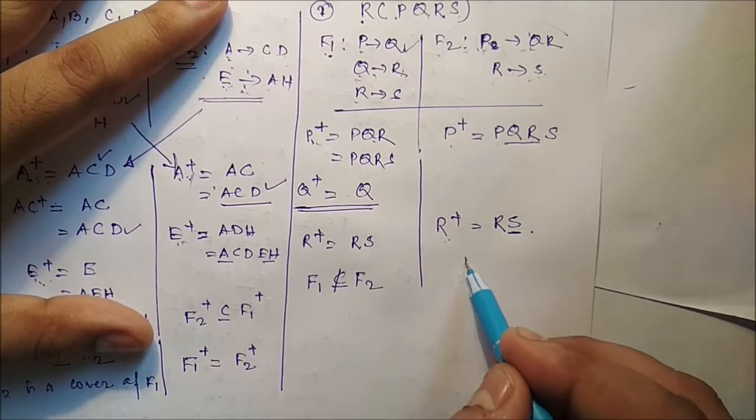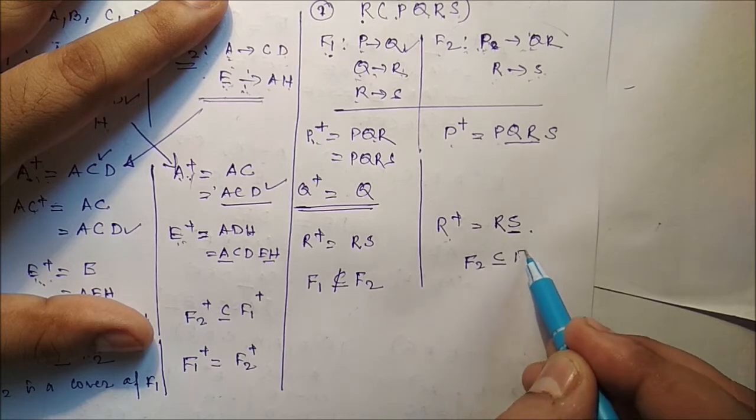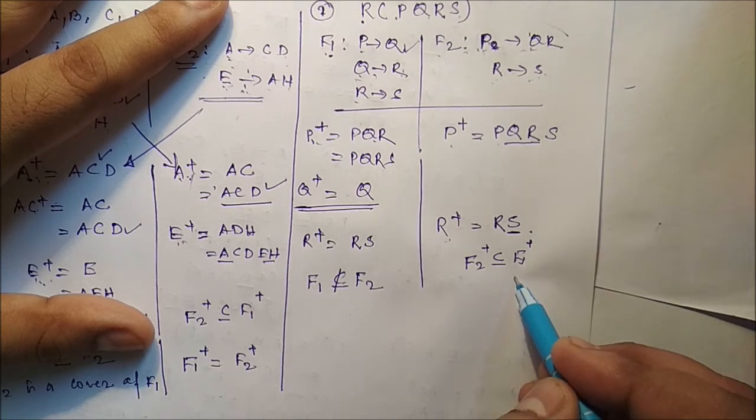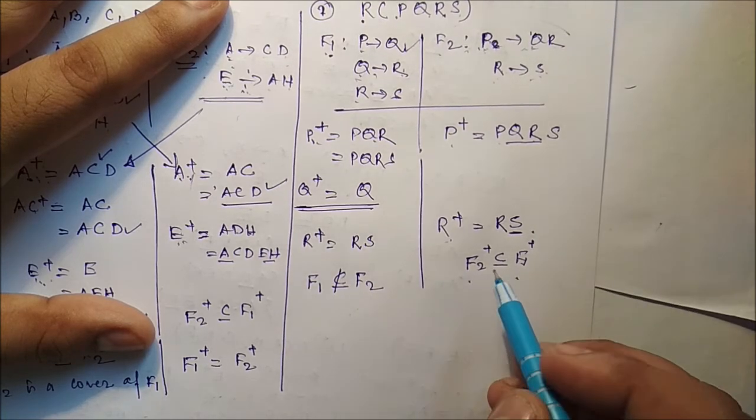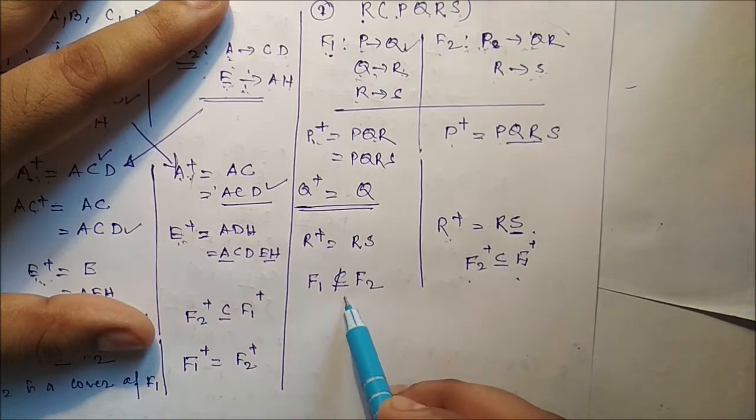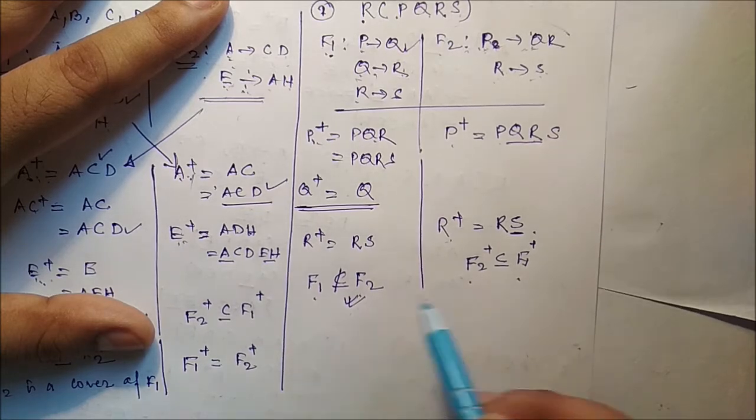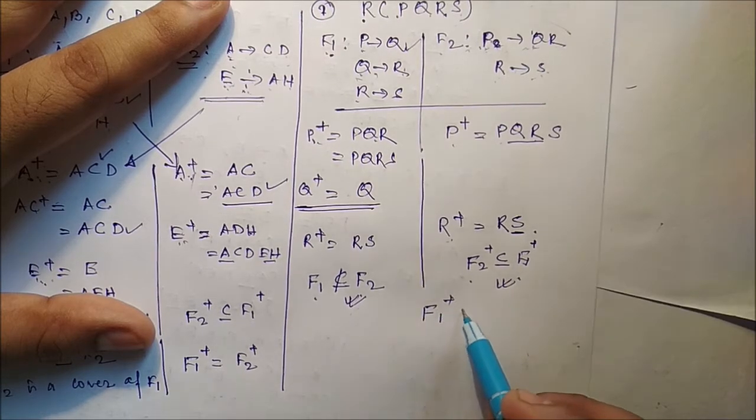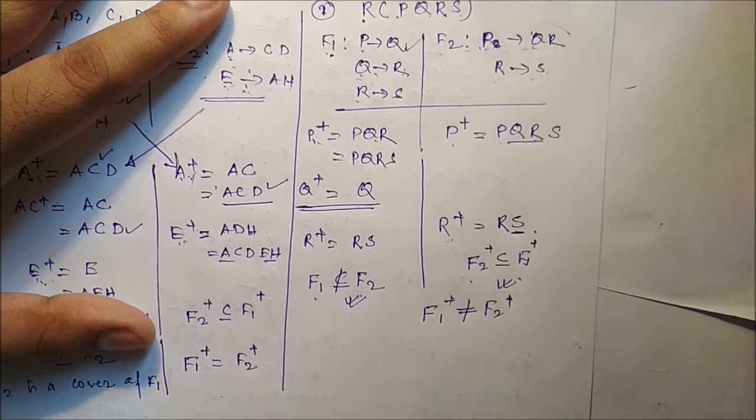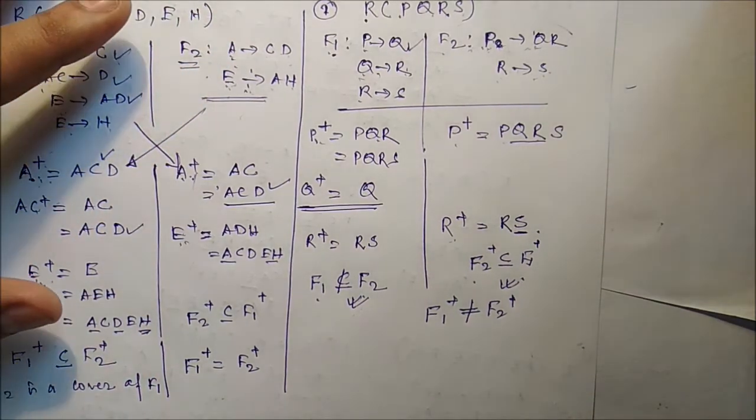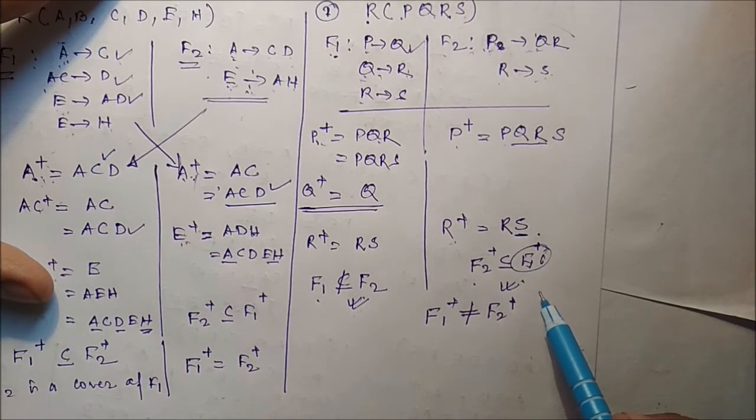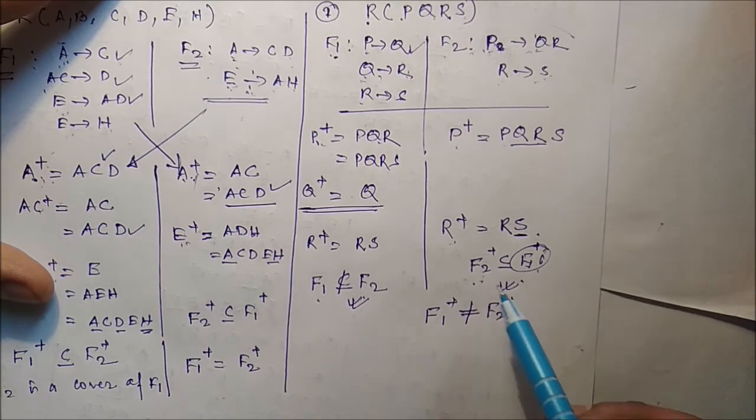We can say that F2 is a subset of F1, or we can say F1 is a cover of F2. But F2 is not a cover of F1, while F1 is a cover of F2. You can write that the F1 closure is not equal to the F2 closure. And we can say that F1 is better, because from F1 we can identify F2 also.